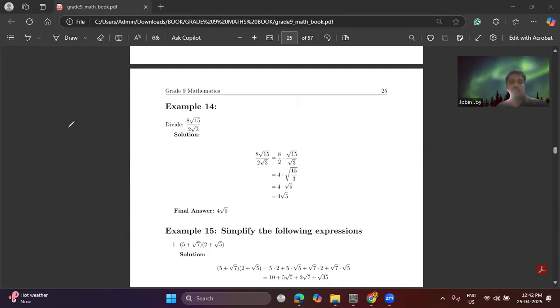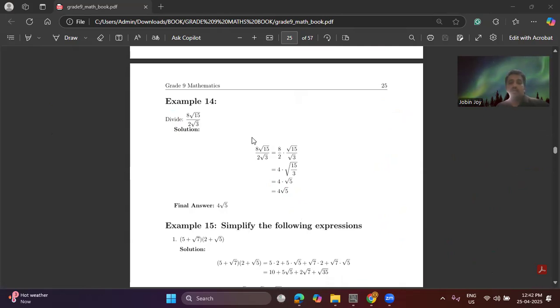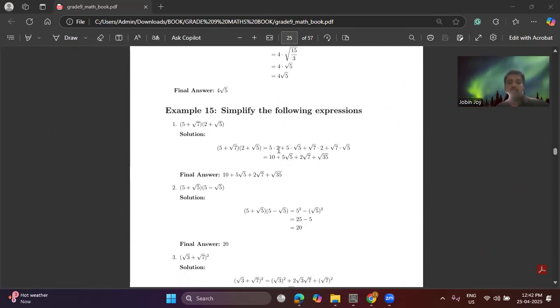So the next question is: simplify 5 plus root 7 into 2 plus root 5.